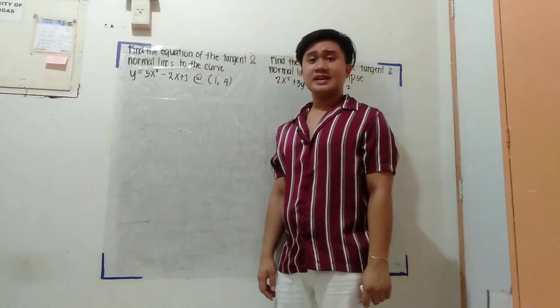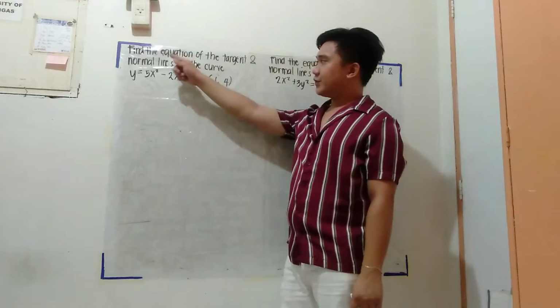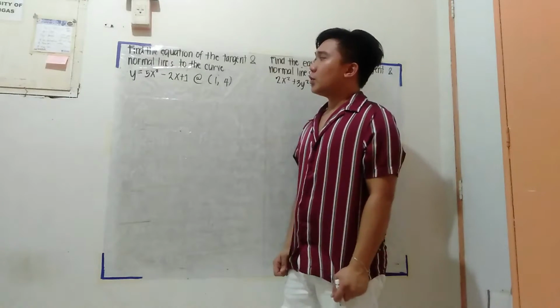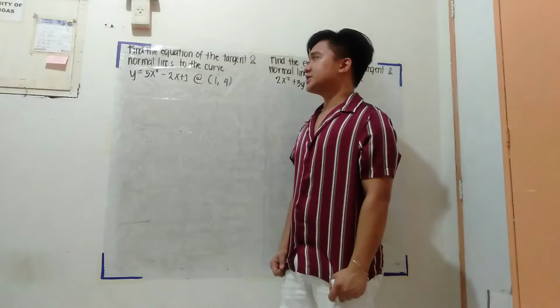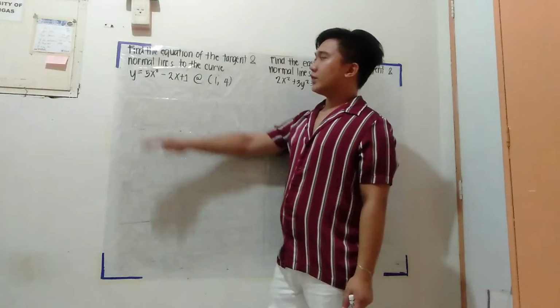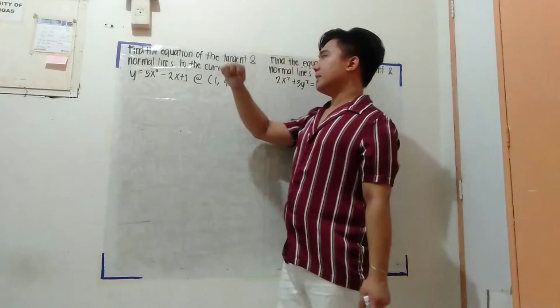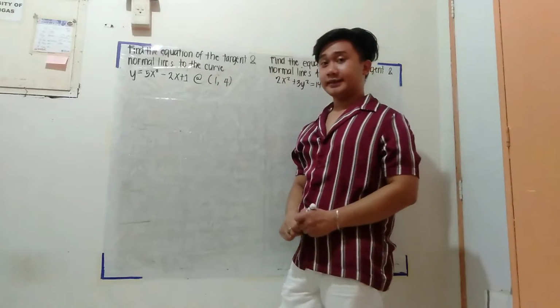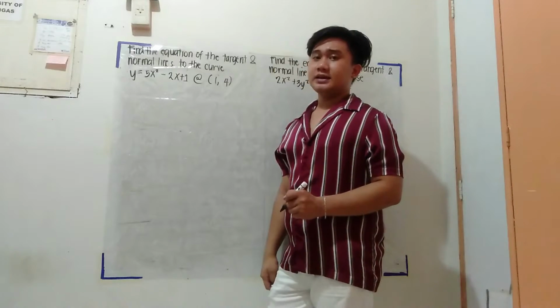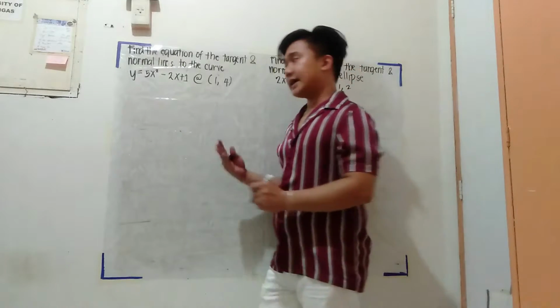Okay, so let's have an example problem. Find the equation of the tangent and the normal line to the curve y equals 5x squared minus 2x plus 1 at point (1, 4). So meron tayong equation ng curve, meron tayong point na given. Okay? So para mahanap muna si equation ng tangent line, dun muna tayo.